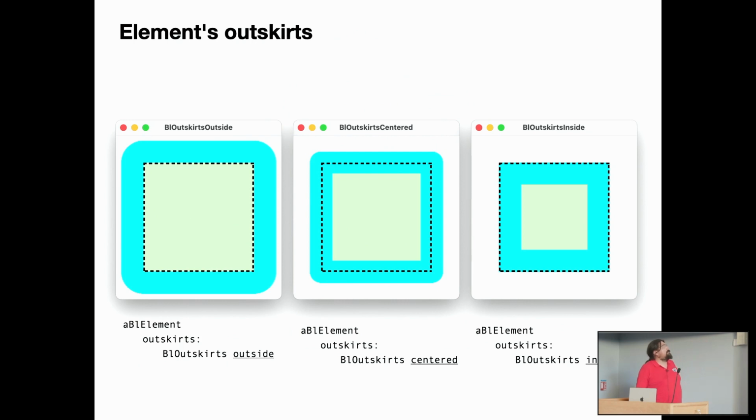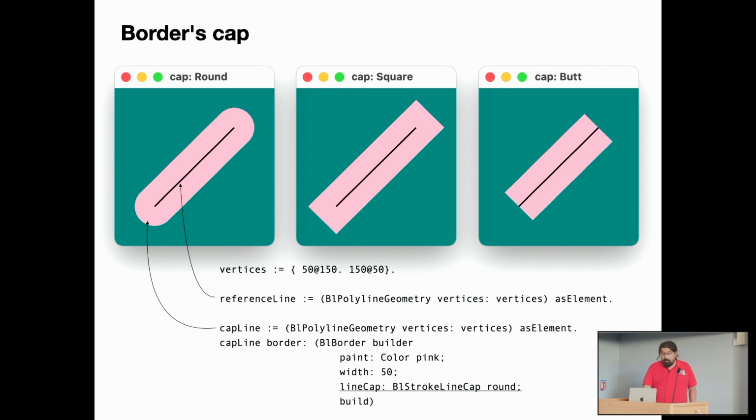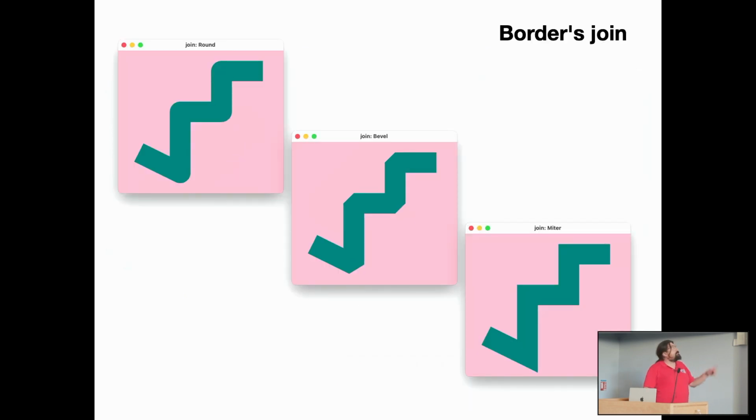We have a lot of improvements in the way that we can describe how the border or the outskirts of a BL element is. It's really flexible in that sense. In Bloc, we have different ways of defining how the different lines or the borders and the caps are drawn. That gives us a lot of flexibility. For example, the same shape can have completely different drawing depending on these properties.